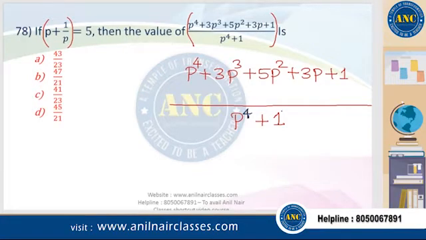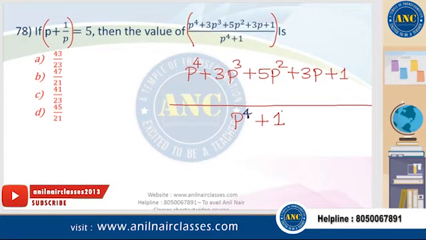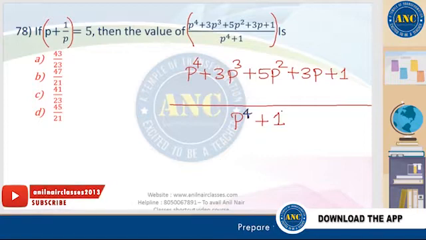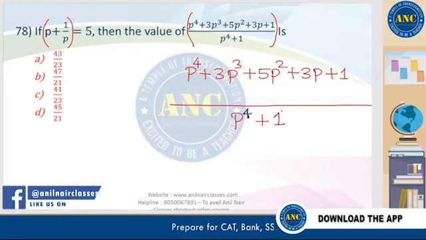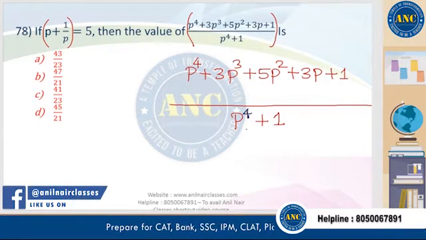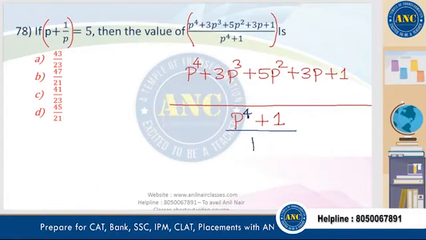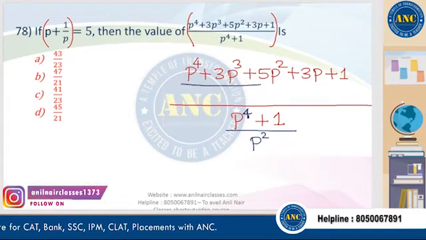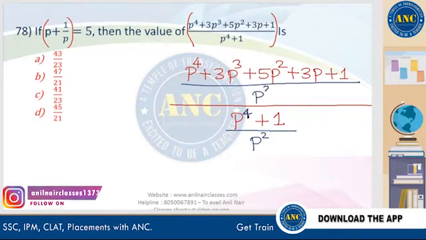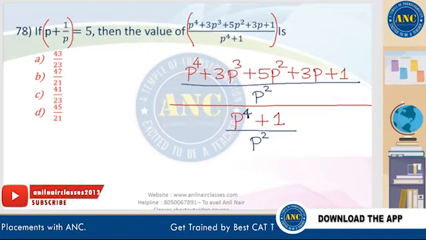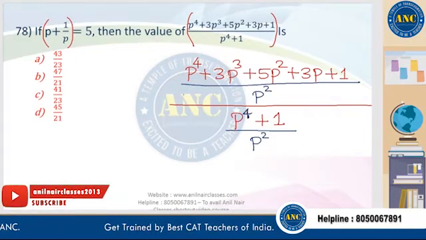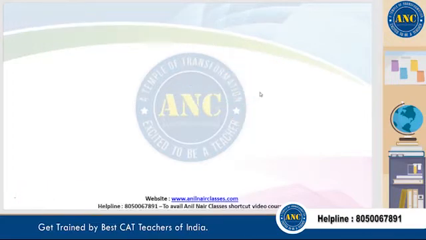I will take the median of it, the middle value of it. That means between p power 4 and p power 0, the middle value is p power 2. I will divide by p power 2 in the denominator, and also in the numerator. Directly let me write it in the next screen. p power 4 divided by p square.